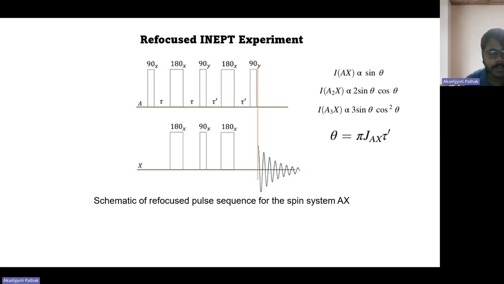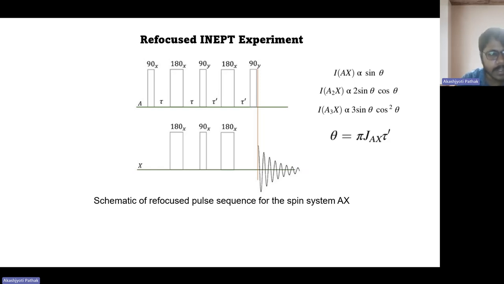So now we'll move to this INEPT plus, or refocused INEPT, experiment. Because of the shortcomings that we faced in the INEPT experiment, with regard to the multiplet distortions and incorrect relative intensities, scientists tried to develop the INEPT plus experiment, or the refocused INEPT experiment.